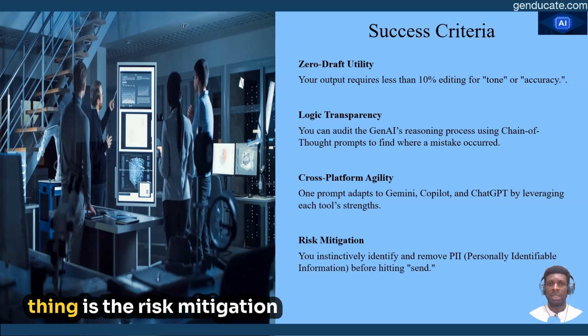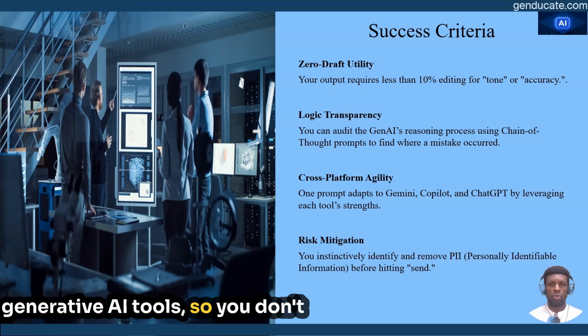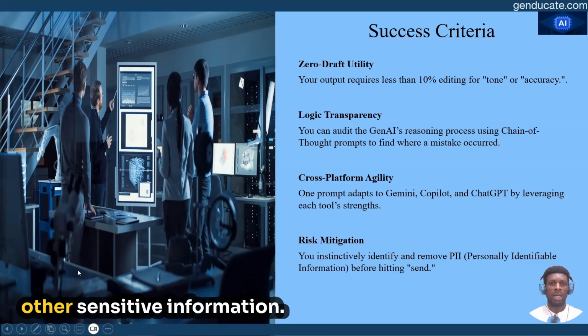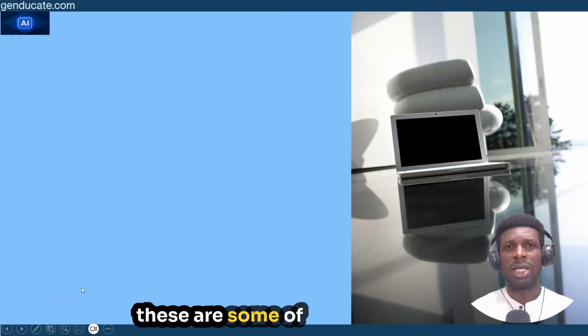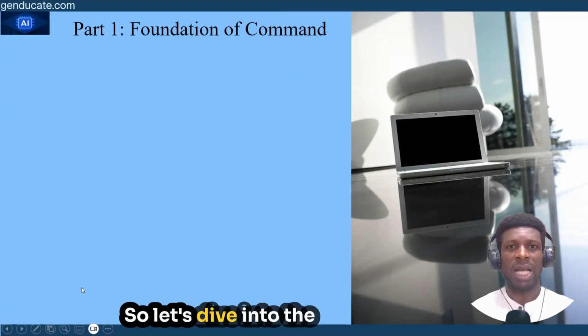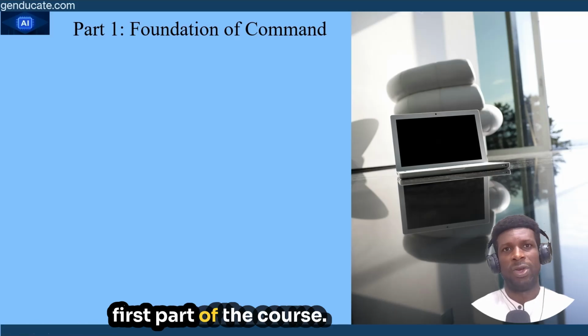Another thing, the last thing is the risk mitigation bit, where you can control the information you use in generative AI tools, so you don't put personal information and other sensitive information. These are some of the success criteria. So let's dive into the first part of the course.